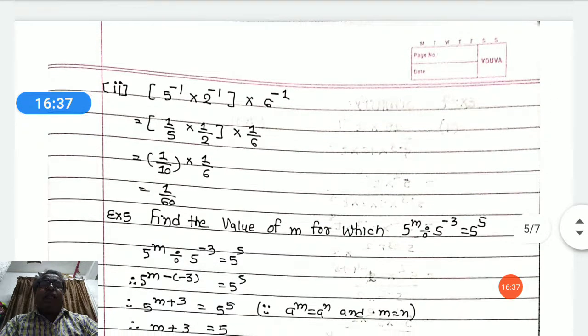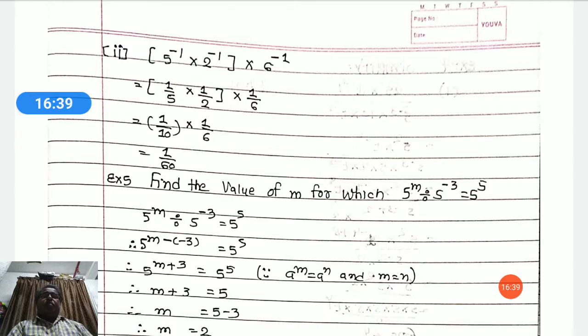Now second example, 5 raised to minus 1 multiplied by 2 raised to minus 1, bracket over, multiplied by 6 raised to minus 1, is equal to 1 by 5 multiplied by 1 by 2, bracket over, 1 multiplied by 1 by 6. Now 1 by 10 multiplied by 1 by 6, we get answer 1 by 60.